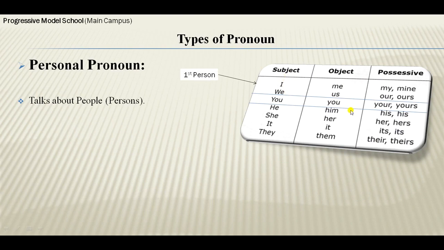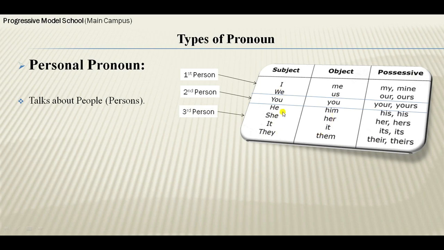Similarly, to whom first person talks is known as the second person. Here, the second person is you. In a subjective case and objective case, it doesn't change. In possessive case, your or yours. About whom first person talks to the second person is known as a third person. He, she, it, they all come in third person.